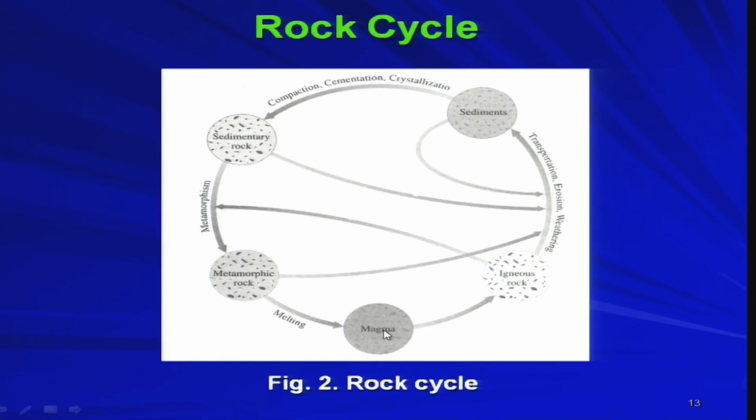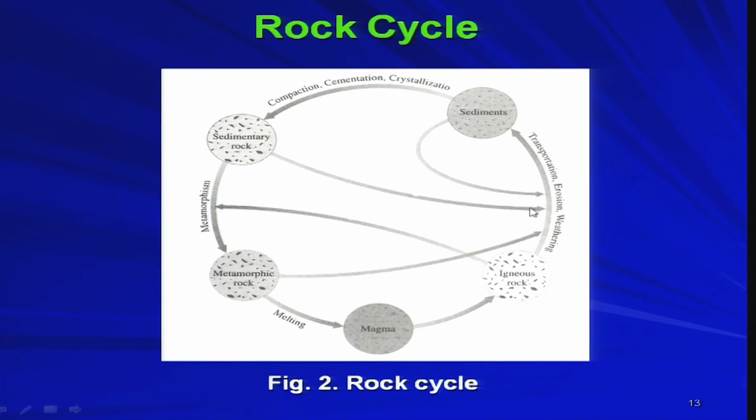So, basically this magma, when it comes out and after solidification, becomes igneous rock. Then this igneous rock, after transportation, erosion, weathering, and all these activities, creates some sediments. Then those sediments are getting compacted, cemented, or crystallized, and then become sedimentary rock, and then some sedimentary rock after metamorphism may become metamorphic rock, and again metamorphic rock after melting, you may get the magma.